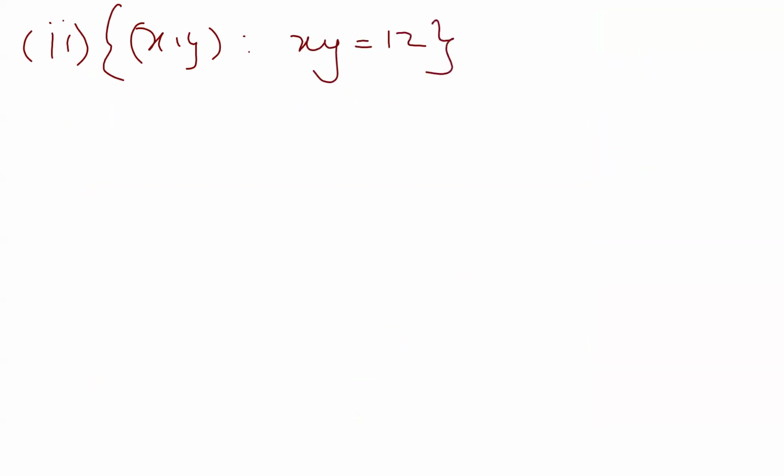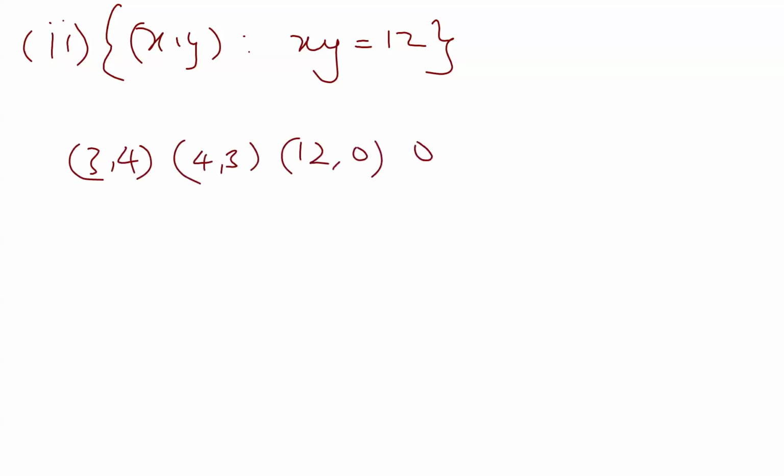Next sub question, the second one. (x, y) is an ordered pair such that x into y is equal to 12. Now this is very easy. Okay, I'll just list down all the ordered pairs.